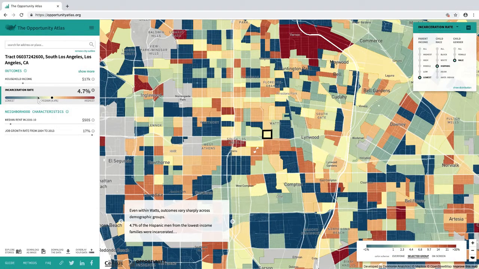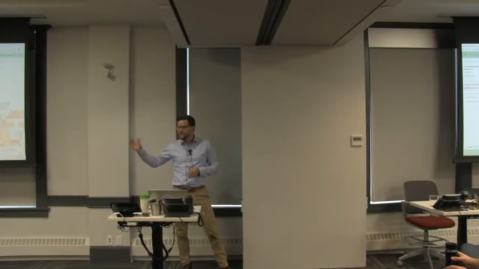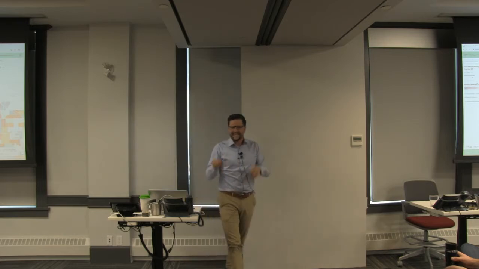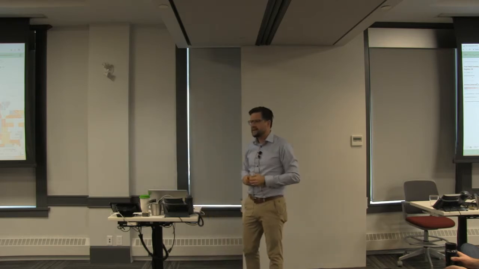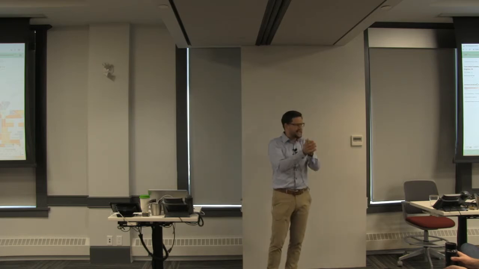But even within Watts, the bad place, the outcomes vary across demographic groups. Only 4% of Hispanics are in jail in the same neighborhood, in the same low-income strata. And black women can make 2 or 3 times as much as black men, even growing up in the same families. So it's disproportionately affecting black men in that neighborhood.